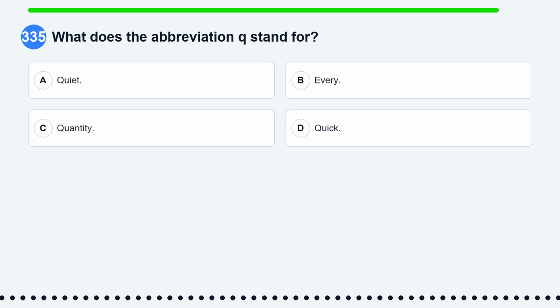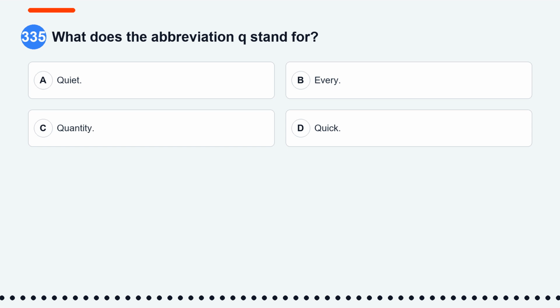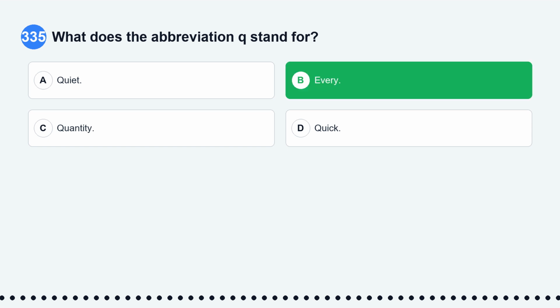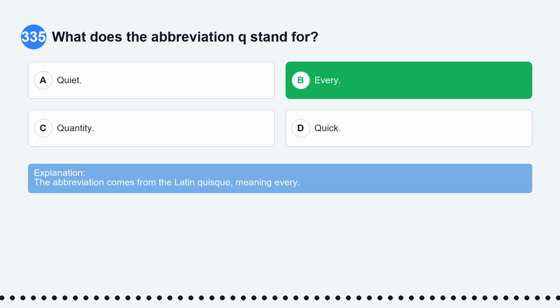Question 335. What does the abbreviation Q stand for? Option A, quiet. Option B, every. Option C, quantity. Option D, quick. The correct answer is option B, every. The abbreviation comes from the Latin quisque, meaning every.